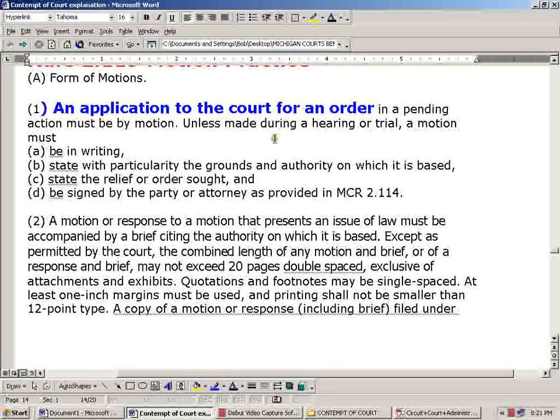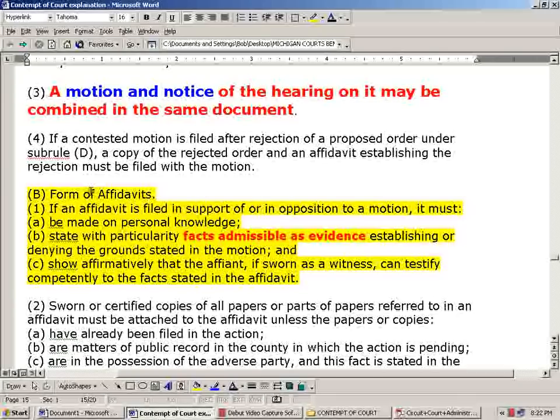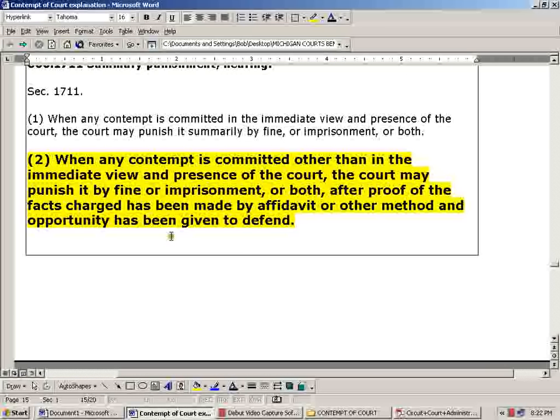So anyways, it must be in writing, state the particular grounds or authority on which it is based, state the relief and order sought, and be signed by the party or attorney as provided by yada yada yada. A motion and notice of the hearing may be combined in the same document. Form of affidavit. If the affidavit is filed in support of or in opposition to a motion, it must be made on personal knowledge, state the particular facts admissible as evidence, establish or deny grounds stated in the motion, and show affirmatively that the affiant, if sworn as a witness, can testify competently to the facts stated in the affidavit. Oh yeah, man, the plaintiff didn't sign his complaint.